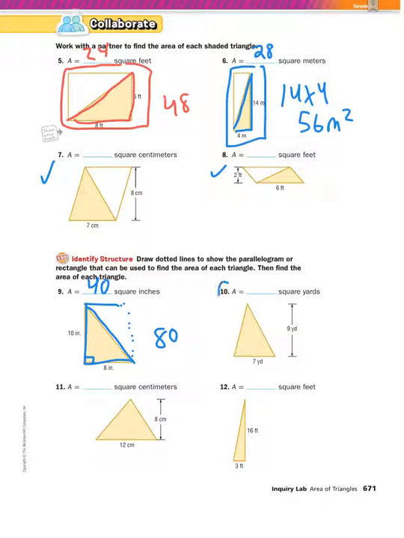All right, I want you to do 10. Find the area. Remember, draw the dotted lines to make your parallelogram. Find the area of the parallelogram, and then find the area of the triangle. Pause it, restart it when you're done. Go.